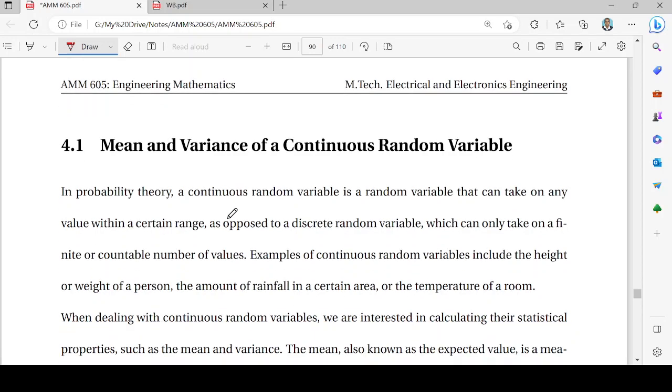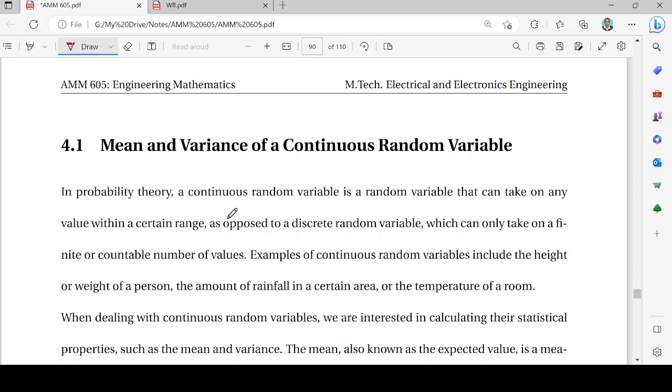Now we look at the mean and the variance of a continuous random variable. In probability theory, a continuous random variable, as we have said, is a random variable that can assume any value within a certain interval, as opposed to the discrete random variable, which can take on a finite or countable number of values. Some examples may include the height or weight of a person, the amount of rainfall in a certain area, or even the temperature of a room. These quantities can take any value within a given interval.